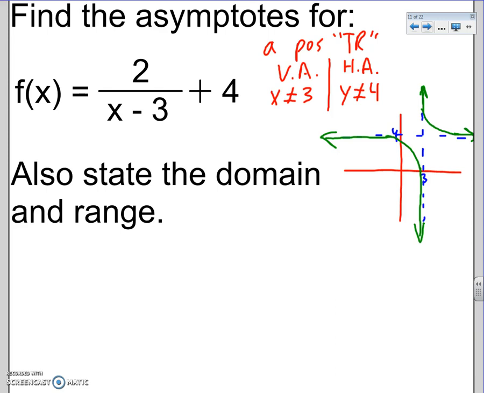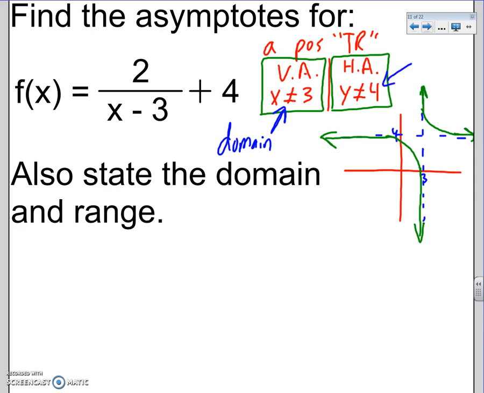Alright, there's a picture. Asymptotes: there were 2 asymptotes. The VA was x cannot be 3. The HA was y cannot be 4. So let's state the domain and range. Remember the domain, it goes left forever and right forever, but it cannot use 3. So the cool thing is our VA is also the domain. And our range, how low to how high, it goes down forever, up forever, but it skips 4. So the nice thing is this is also our range.